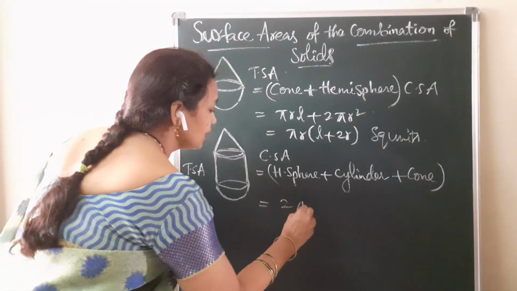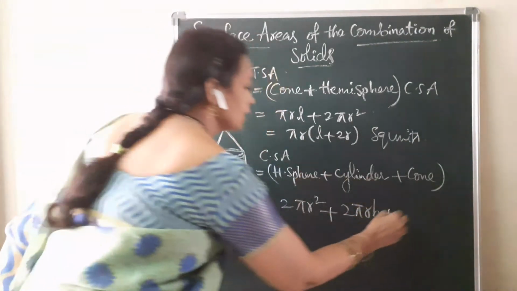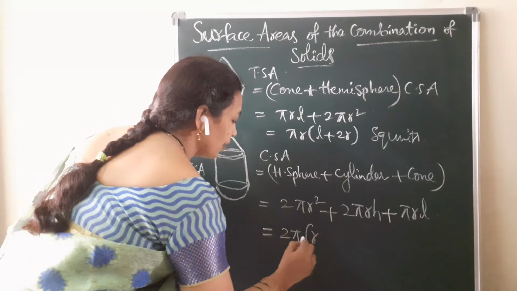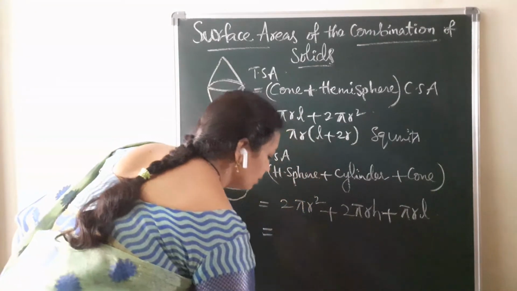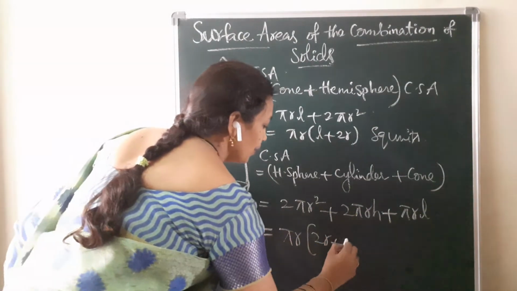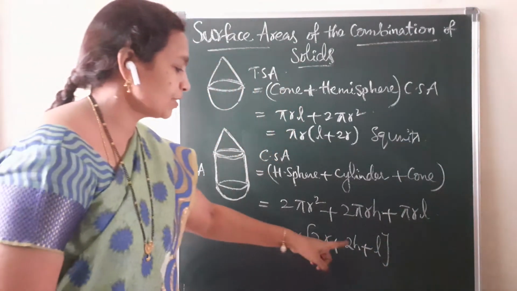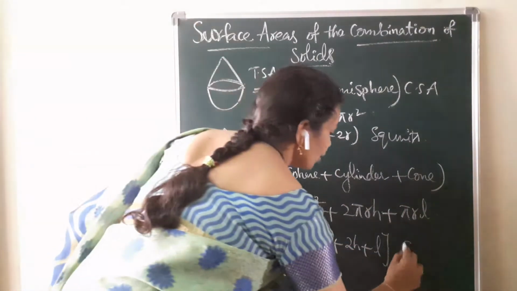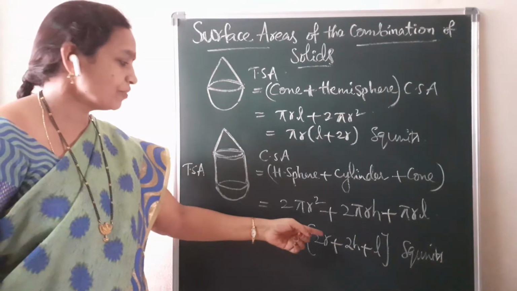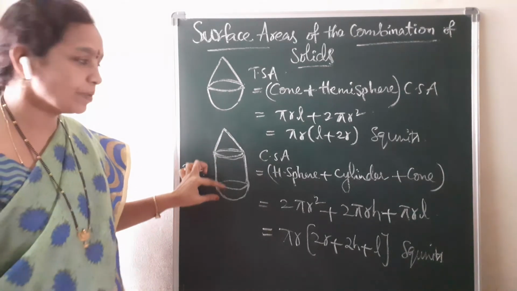So the CSA of the hemisphere is 2 pi r square, plus the CSA of the cylinder is 2 pi r h, plus the CSA of the cone is pi r l. If you take pi r common, 2r will be left over here, 2h here and l here. So pi r into (2r plus 2h plus l) square units is the formula for a combined solid, a cylinder combined with a hemisphere on one side and a cone on the other side.